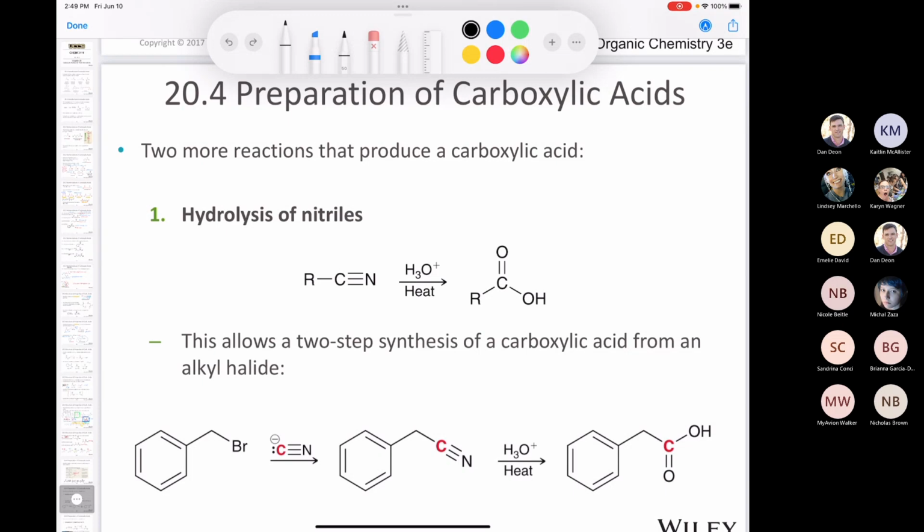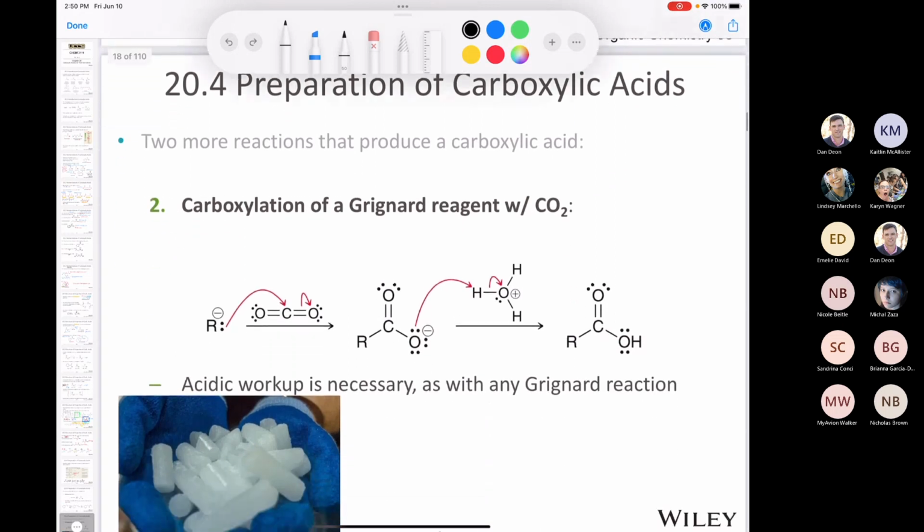And so what's cool about the hydrolysis of a nitrile is that if you have something like benzyl bromide, or any kind of primary alkyl halide, you can do an SN2 with cyanide. So you could just treat it with KCN, so you have your cyanide, and then you've added a carbon, and you can make a carboxyl group from that, which is pretty interesting. So it's a way to not only make a carboxylic acid, but you add a carbon to the initial electrophile in the process.